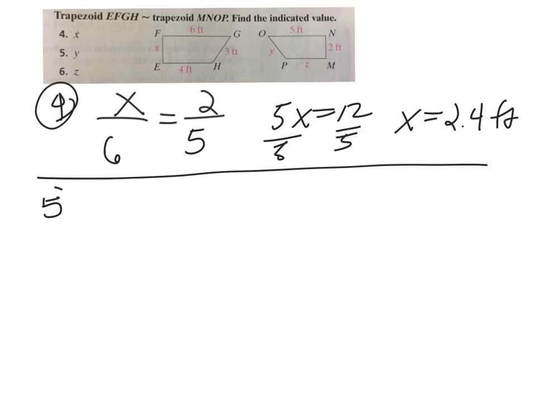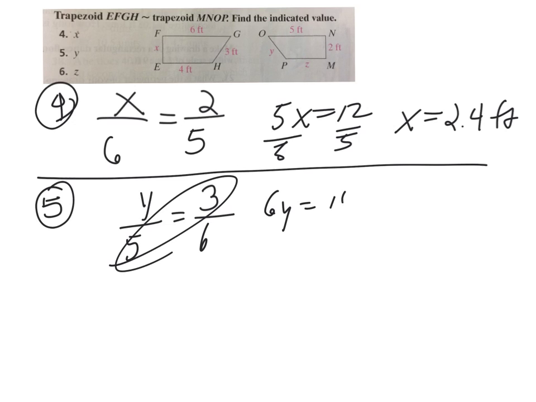Number 5, we've got a similar story going on here. And this time we're looking for y, and we notice that the y is like the 3, right? And then I'm going to use the 5 is like the 6. So the y is like the 3. And again, if I started on this one, I have to start back here the second time. So I'm going to say the 5 is like the 6. Again, cross product here. We get 6y equals 15. Divide off that 6, and y is 2.5 feet.